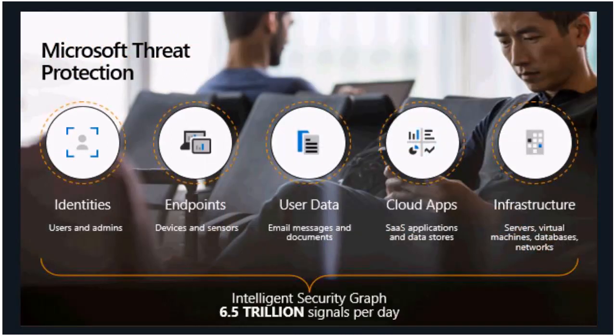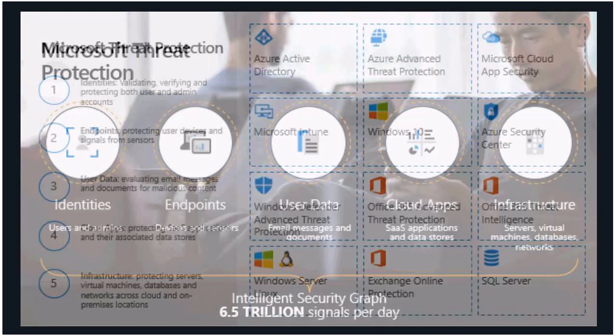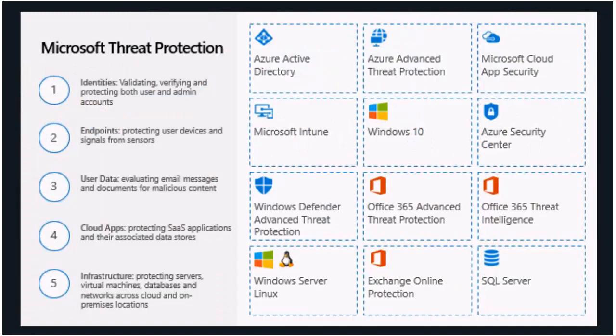So, when we're looking at this, the intelligent security graph gets, and this is an amazing number, 6.5 trillion signals, interactions, data points, whatever you want to call it, per day. It's across identities, endpoints, the user data, other cloud applications, and infrastructure, right? So this is all pieces of a very interwoven story. So this is another great slide. This was the only thing that I thought sort of put some of these pieces together, right?